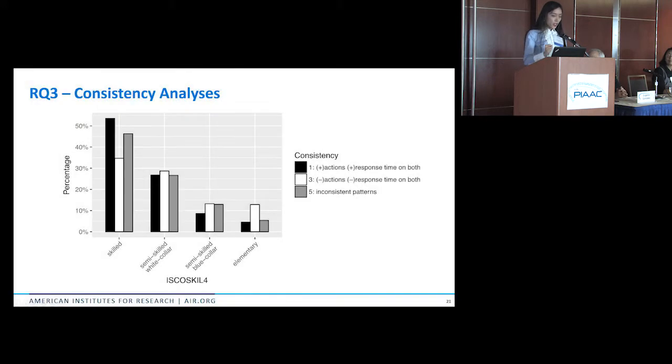And then if we look at the occupation types, if you just ignore the gray bars for a second and just look at the black and white ones, you can see that the black bars are higher than the white bars on the skilled occupations, but on the other occupation types, the black bar is lower. And then the gray bars seem to be the same, like a mix of the two profiles.